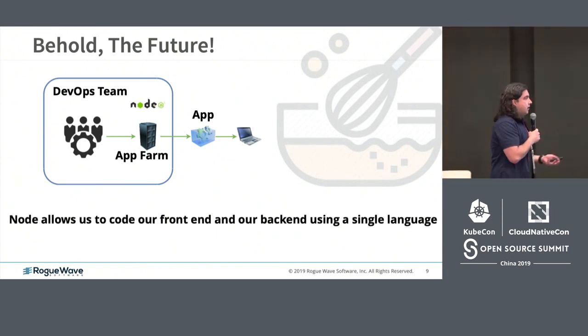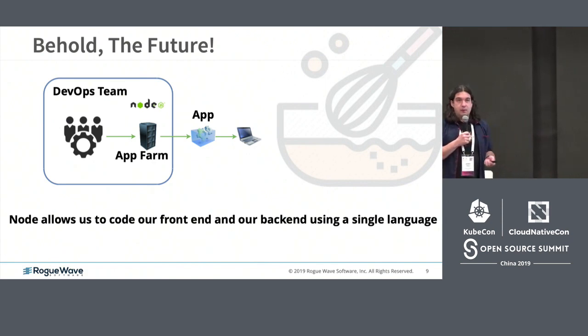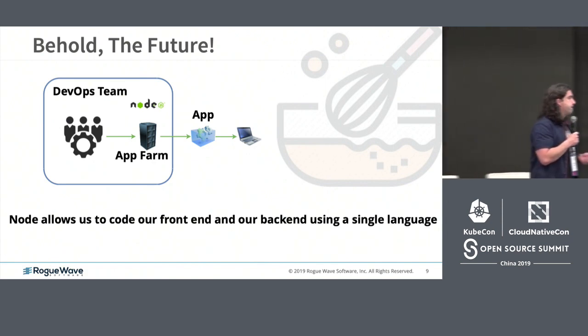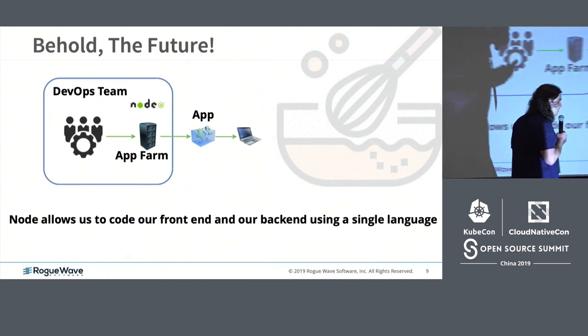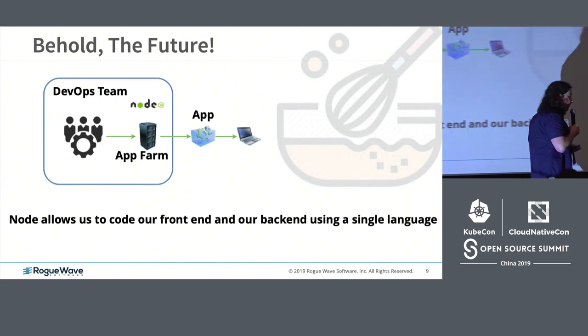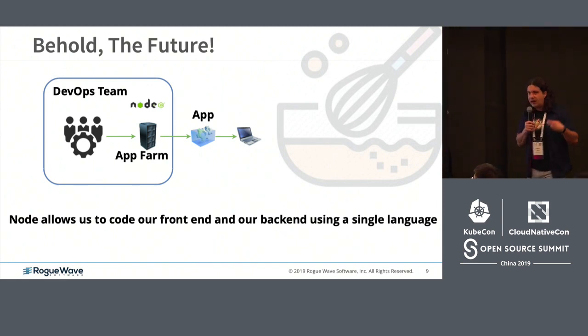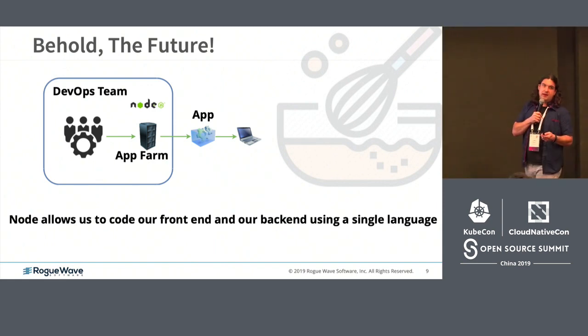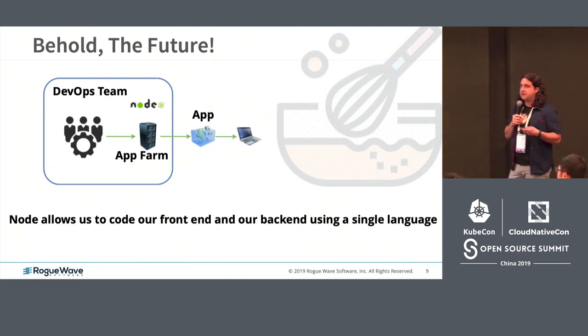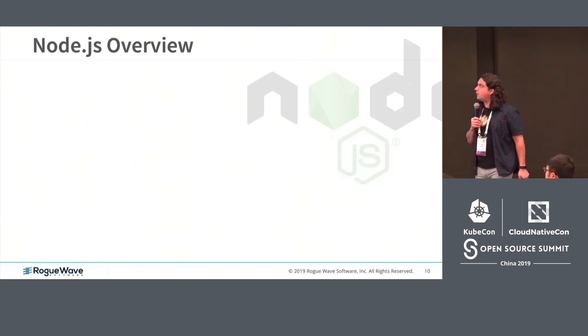So this allows us to code our front-end and our back-end using a single language, okay? Which, if you think about this in terms of agile methodologies and Scrum, it's a lot better when we're having a Scrum meeting or something like that, and the technical folks in that meeting are all capable of understanding and speaking the same language.